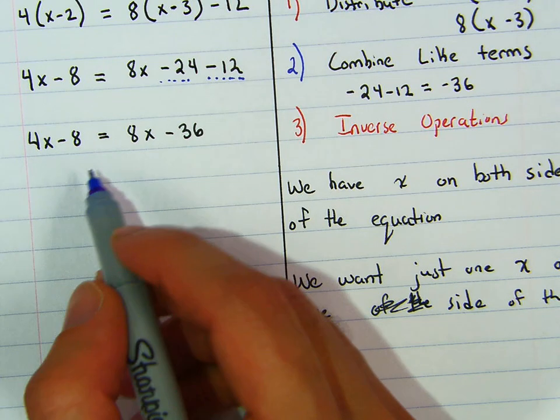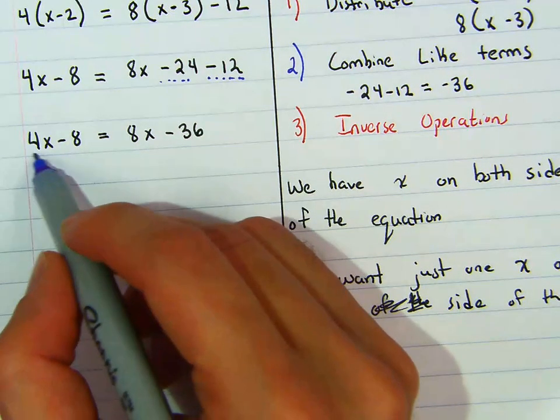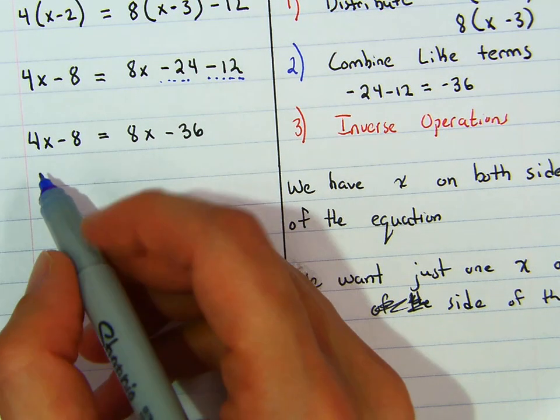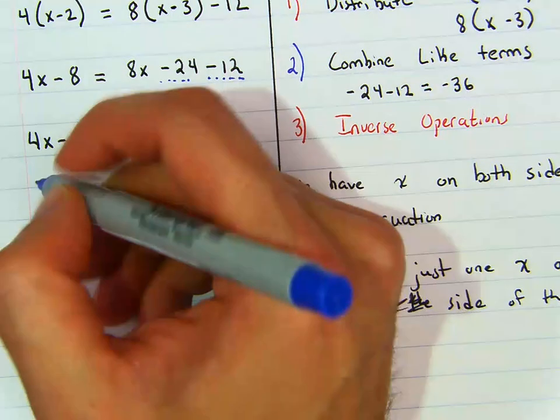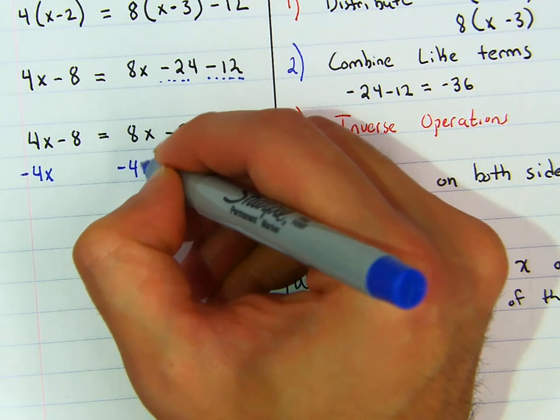What you would rather do is, because if I subtract 8x on both sides, then this becomes a negative 4x. And that's not wrong, but you would rather deal with positive things if you had the opportunity. So what you could do here is subtract 4x and subtract 4x.